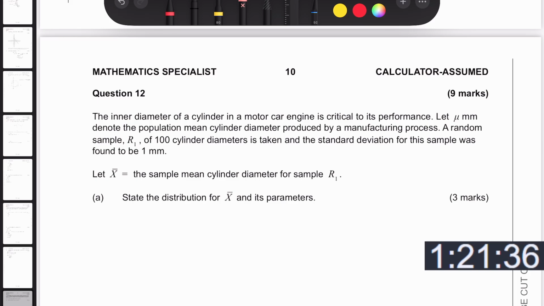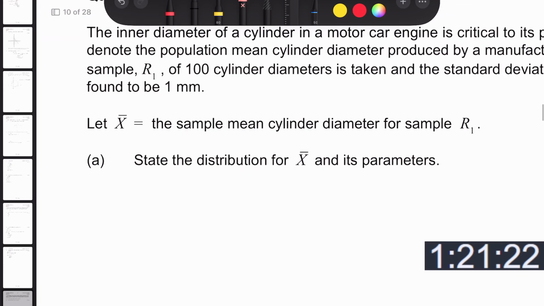The inner cylinder, or inner diameter of a cylinder in a motor car engine is critical to its performance. Let mu millimeters be the population mean produced by the manufacturing process. A random sample of 100 is taken, and the standard deviation for this sample was found to be 1 millimeter. Sample mean, state the distribution of x and its parameters.